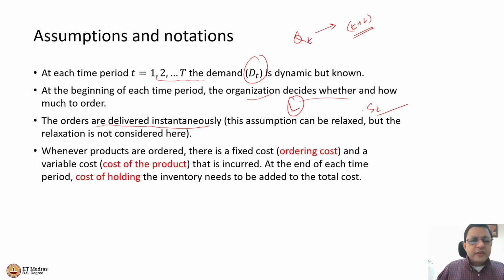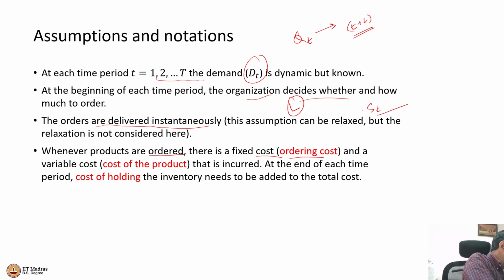So what are the various cost components to be considered? Our cost components have been very straightforward. We have discussed each one of them in detail. Every time we decide to place an order, there is a fixed cost, which is the ordering cost. It does not depend on the order size, and it will not be incurred if we decide not to place the order.